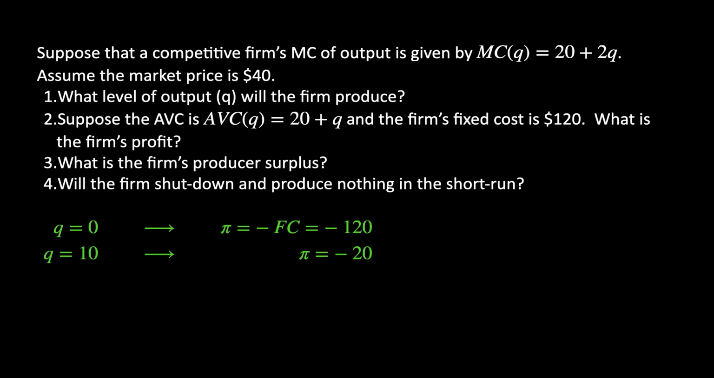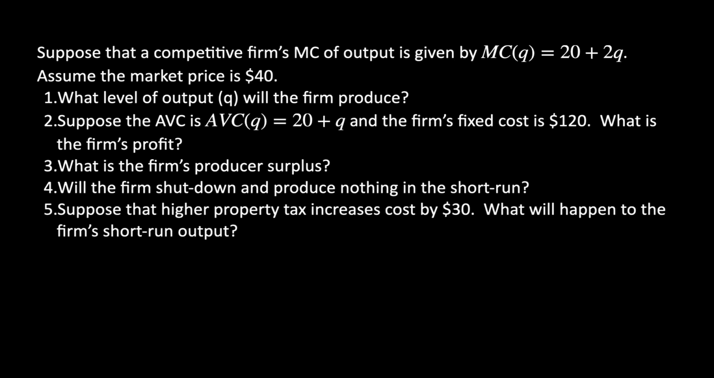If the firm shuts down in the short run, its profit will be negative fixed cost, or negative $120. If it produces the profit maximizing quantity of 10, it will get a profit of negative $20. This is a $100 improvement. Again, this is what the $100 of producer surplus means.